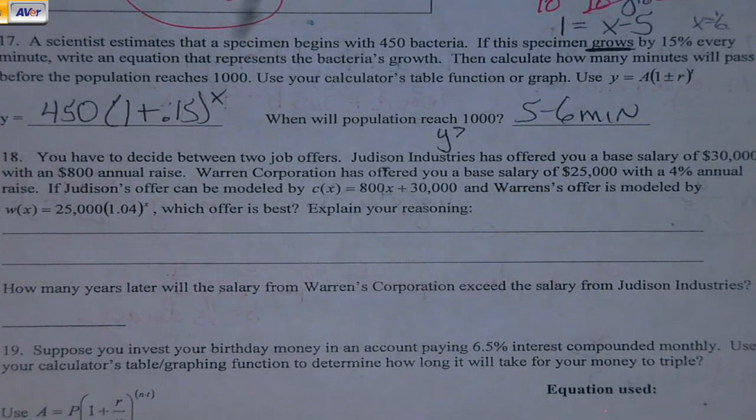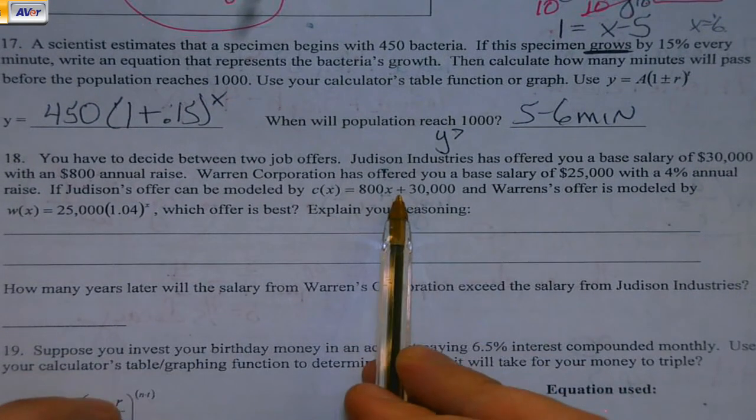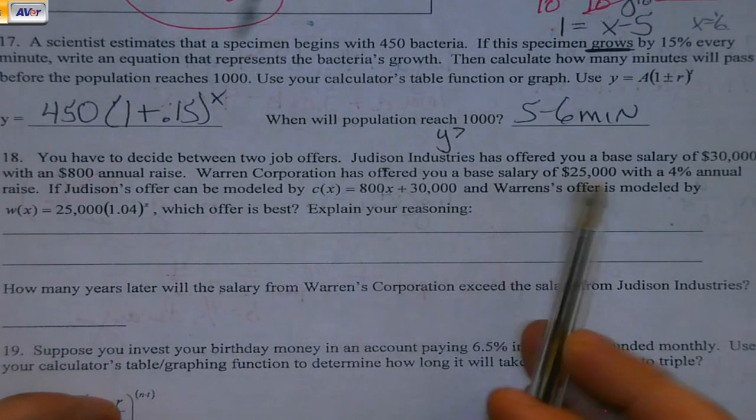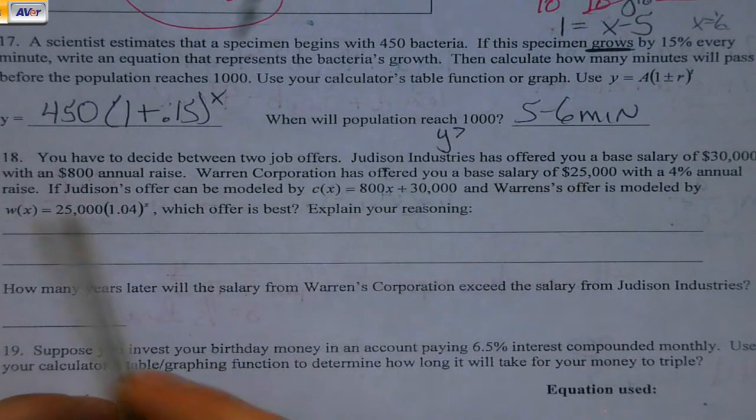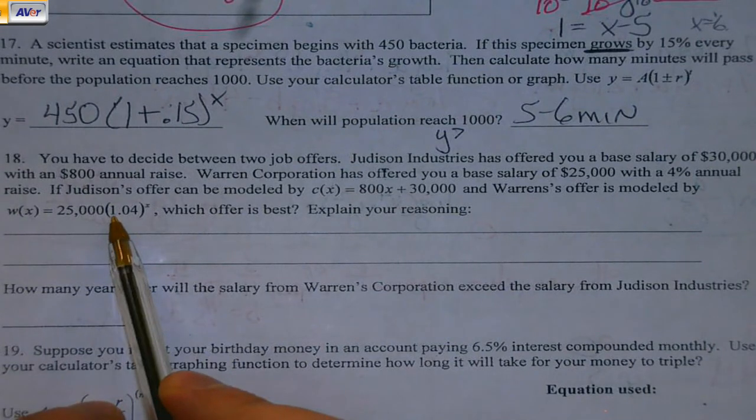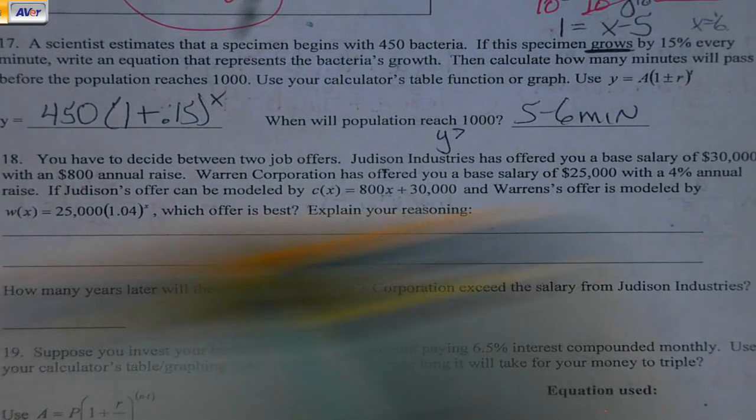18. We got to decide between 2 job offers. We did one like this yesterday with pi r squared and 815. Judison Industries has offered you a base salary of $30,000 with an $800 annual raise. There's the equation already for you. Warren Corporation has offered you a base salary of $25,000 with 4% annual raise. Already given to you. Which offer is best?